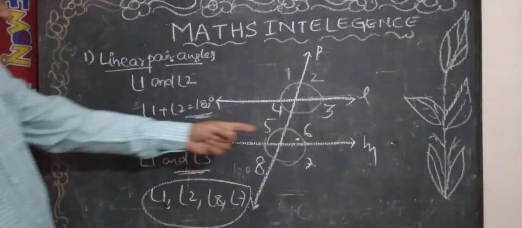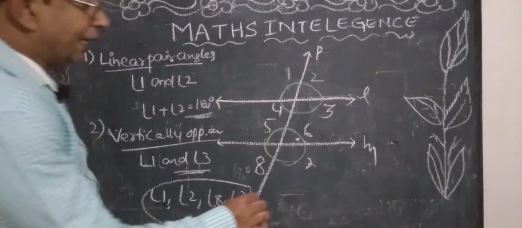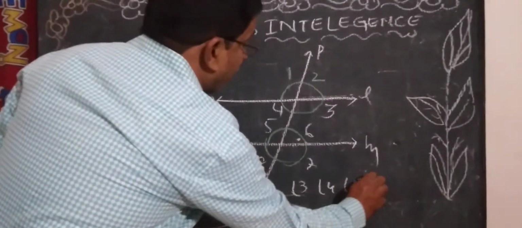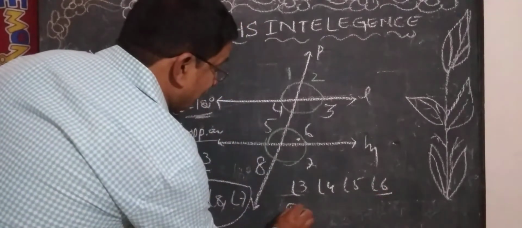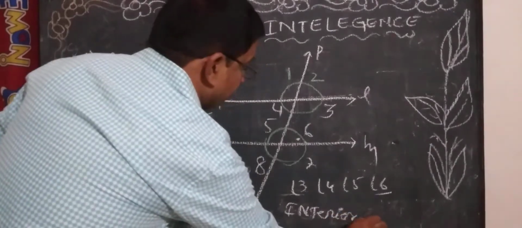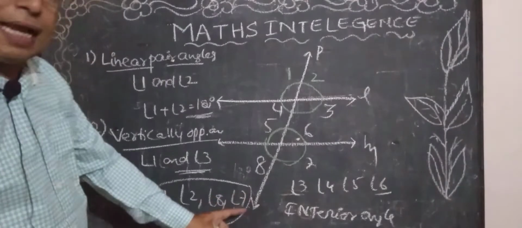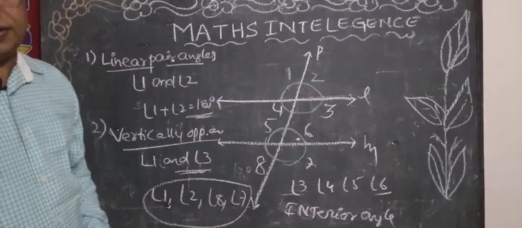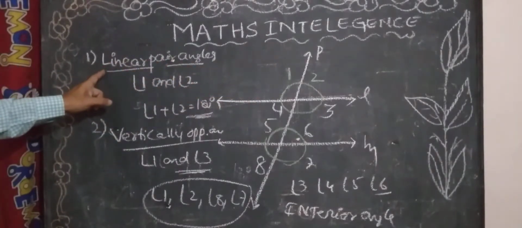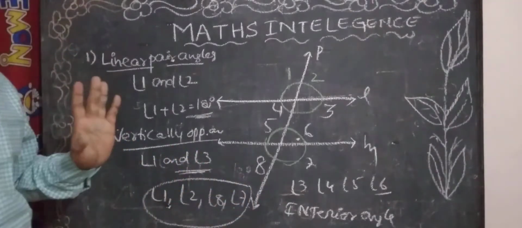And what type is the next one? Angles 3, 4, 5, 6. These four are interior angles: angle 3, angle 4, angle 5, angle 6. Angle 1, angle 2, angle 8, angle 7 are exterior angles. See, first, how many types of angles are here? Linear pair angles, vertically opposite angles, interior angles, exterior angles.